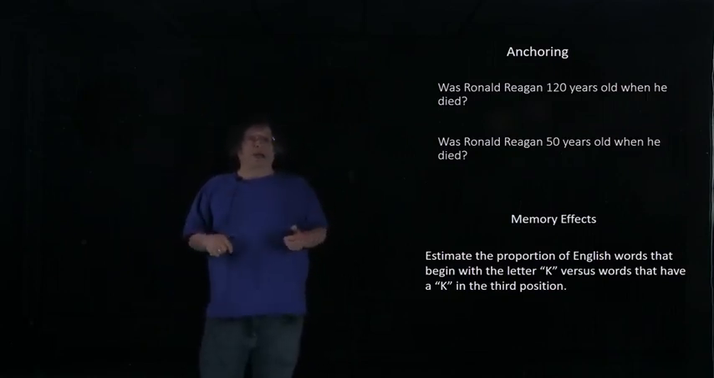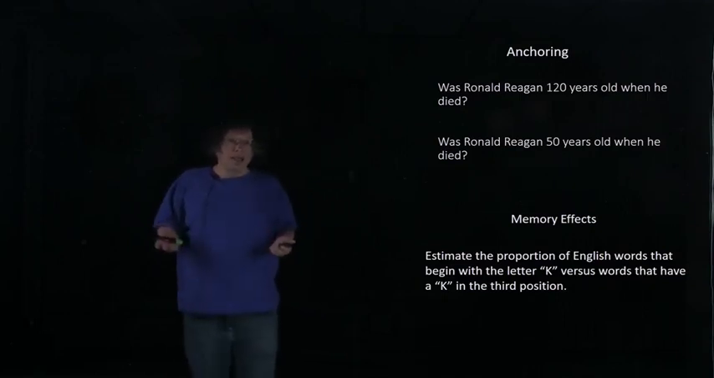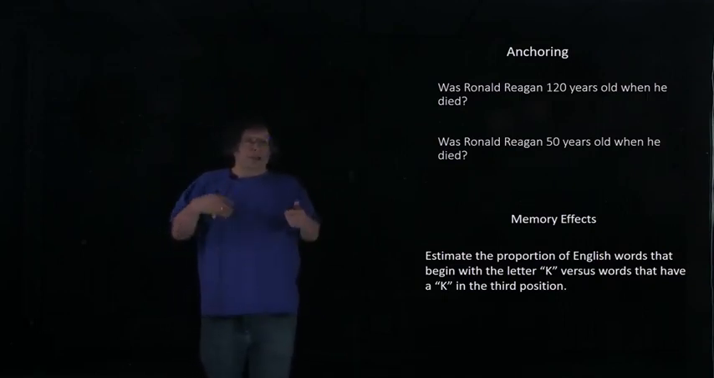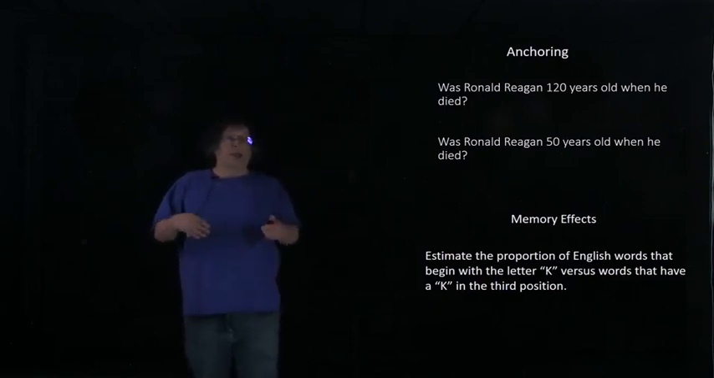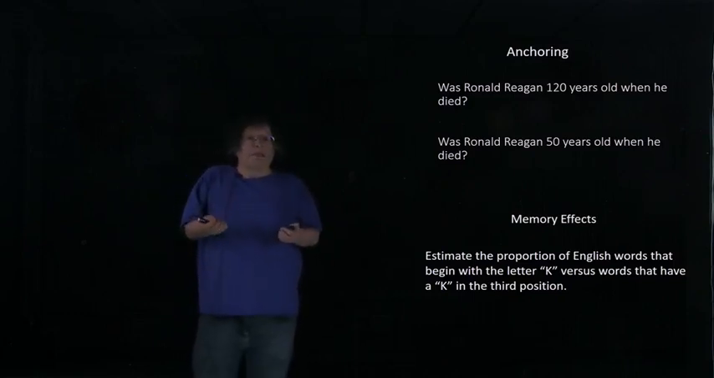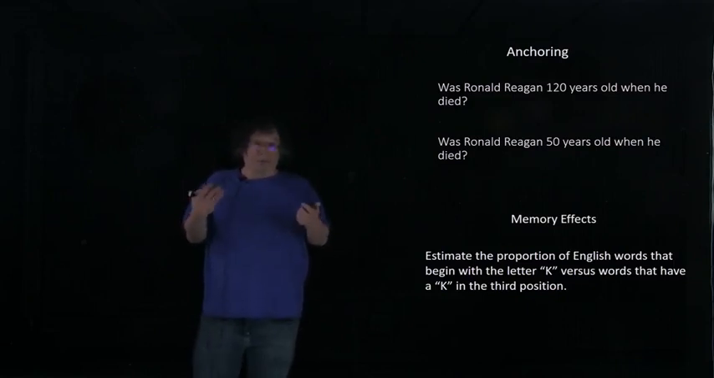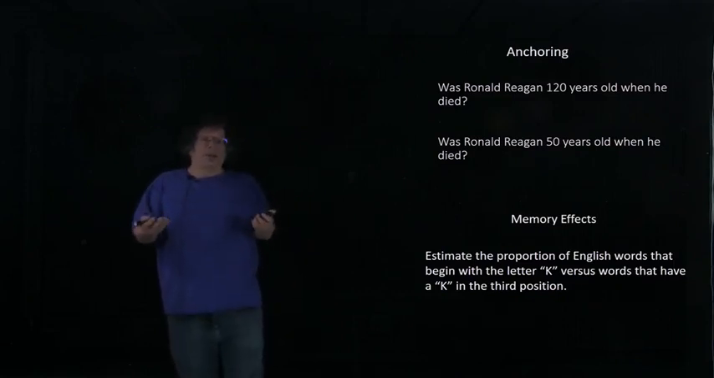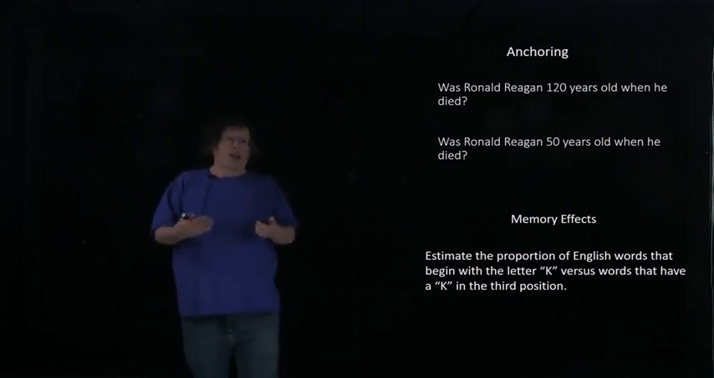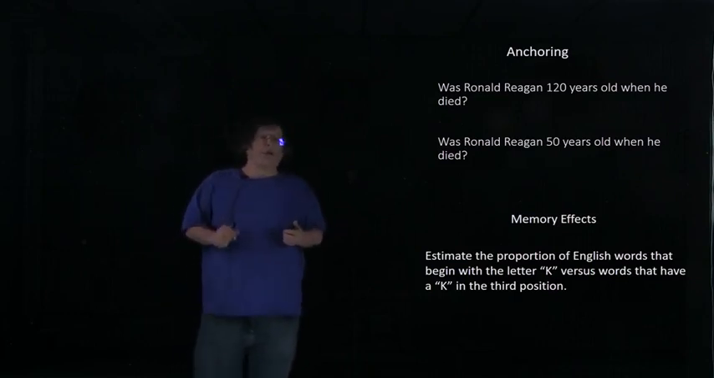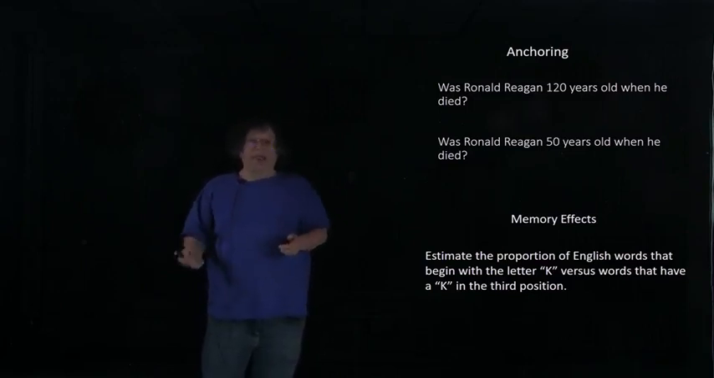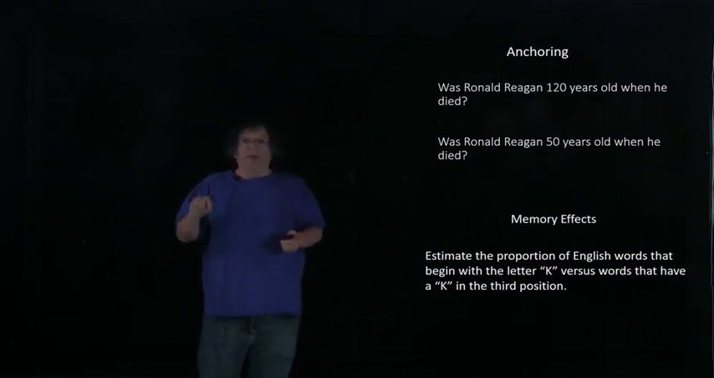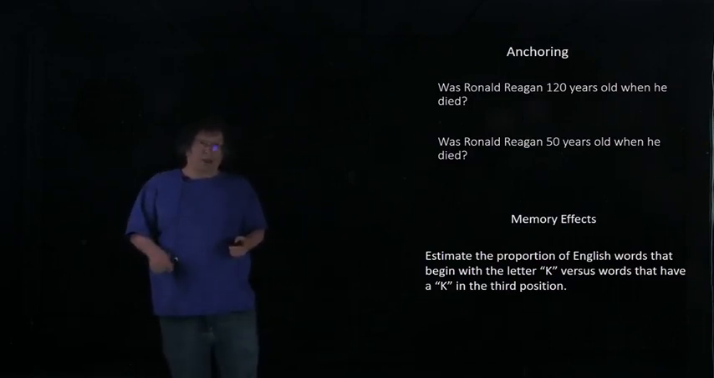So this is an example of what could be called a bias in judgment, and one that might be exploited in other situations. Here's another example. It's an example that draws on research from memory, from the studies of memories, of recall of words and facts and so forth. So people are asked this question: estimate the proportion of English words that begin with the letter K versus words that have a K in the third position.